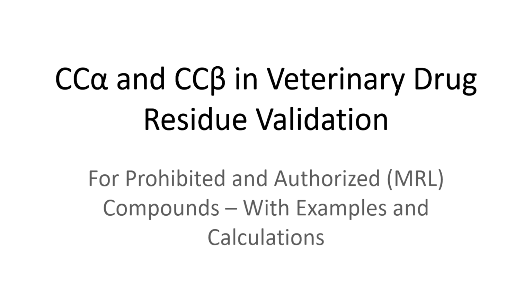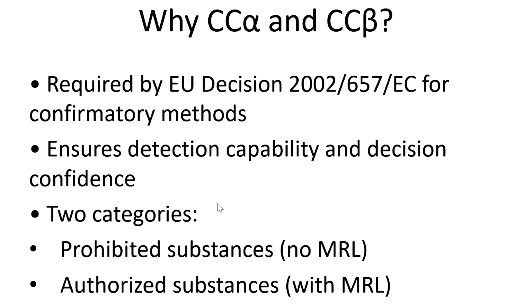Today's lecture will be around one of the most important parameters that need to be evaluated to ensure the method performance during your method validation: CCα and CCβ, usually used in veterinary drug residue analysis. So CCα and CCβ in veterinary drug residue validation will be for prohibited and authorized compounds which have a maximum residue limit, and that is required by the European decision for confirmatory methods.